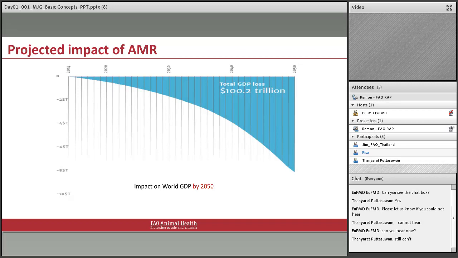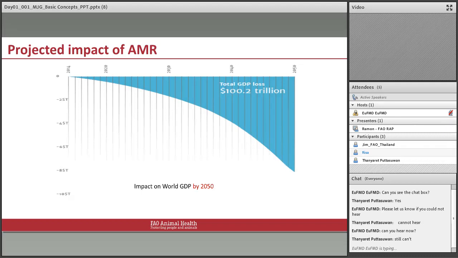And not only that, there will be a lot of mortalities, there will also be some economic impact because of the antimicrobial resistance. This is due to extended costs because of hospitalization, deaths in animals, morbidity, and increased mortality in people. So it's both public health and economic impact that we are dealing with.